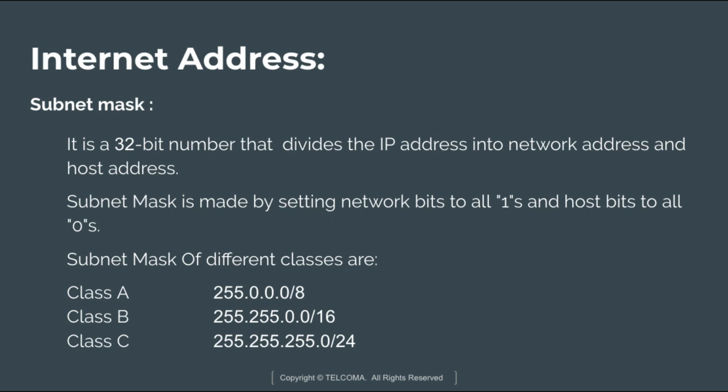Class B: here the first two octets represent the network bits and the last two octets represent the host bits. So it is represented as 255.255.0.0 and /16 because it is covering two octets. Next is class C. Here it is represented as 255.255.255.0 and /24 because it is representing 3 octets as network bits. So this is a subnet mask, or we can also say that these are the classful addresses.